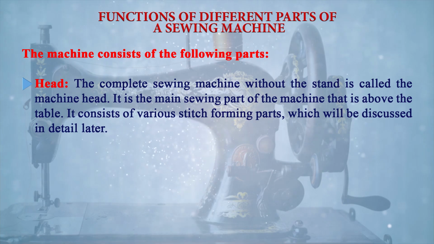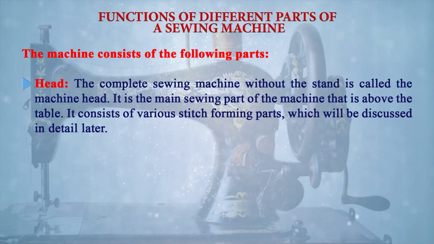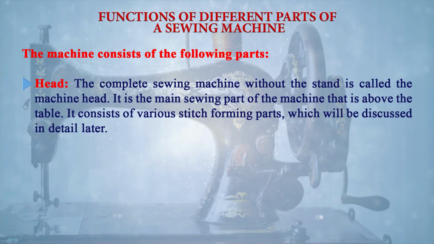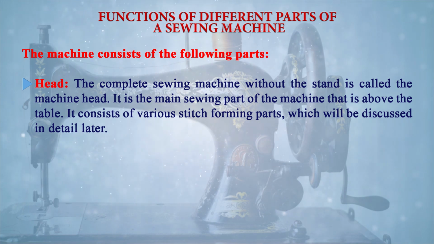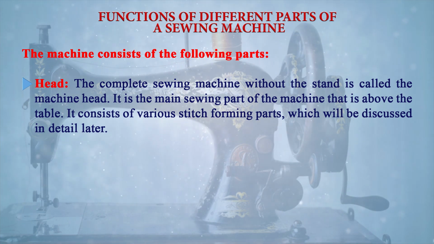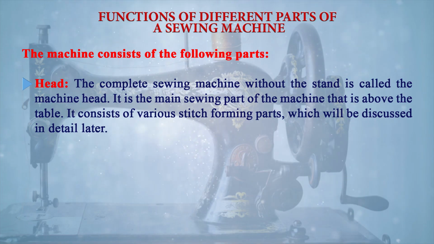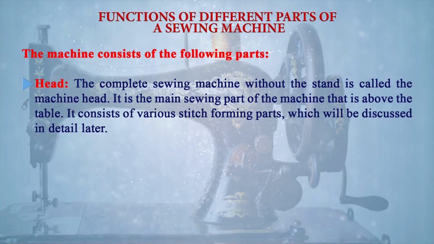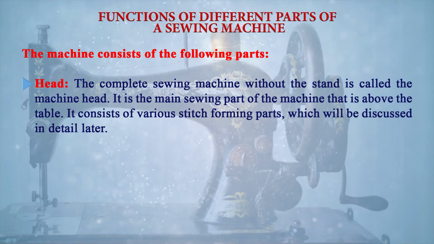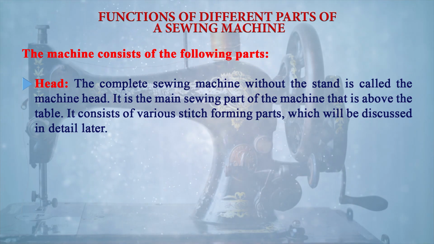When we talk about a machine, it consists of several parts which have different functions and which we should know very well. The first part we discuss is the head. Head of the machine, what is it? The complete sewing machine without the stand is called the machine head. When we don't include the stand or the table part of the machine, just the above part, it is said to be the head of the machine.